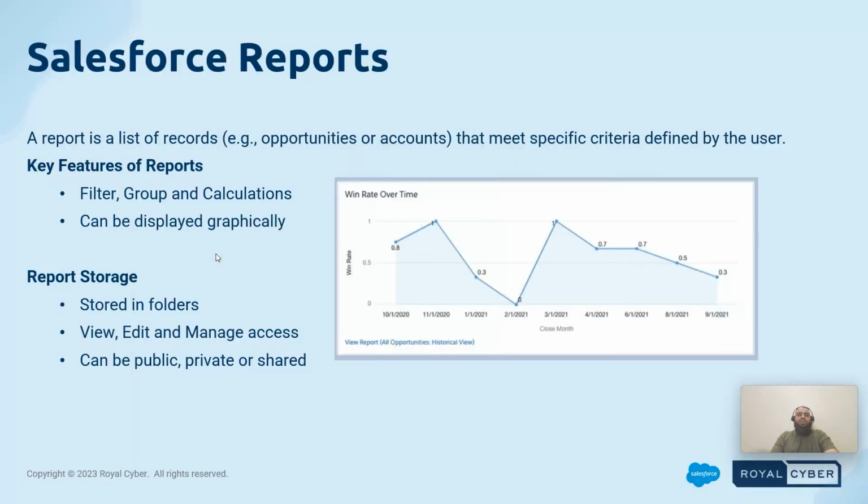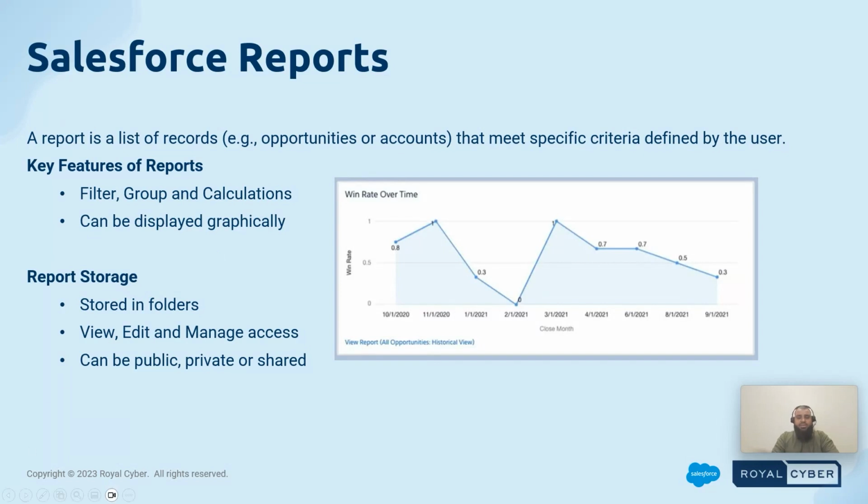So, what are Salesforce reports? A report is a list of records comprising Salesforce objects like opportunities, accounts, and custom objects that meet the specific criteria defined by the user. Let's talk about the key features of reports. Reports allow you to filter, group, and perform calculations on records. Further, reports can be displayed graphically in charts for easier analysis.